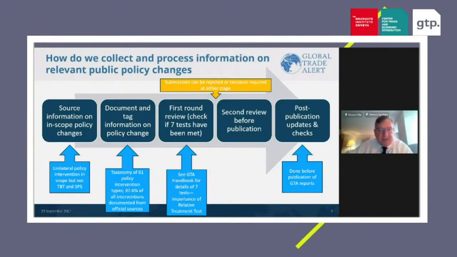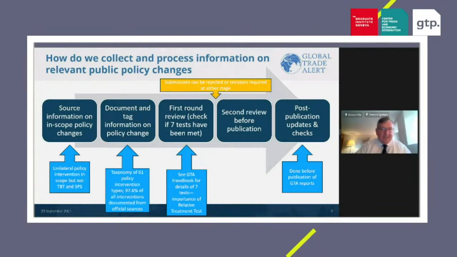We also check the submissions to the WTO and other international organizations which are relevant. We also look in some cases at news sources to see if there are indications of a policy change. And here I want to stress an important distinction. At this first stage, we identify what we call leads, possible policy interventions.